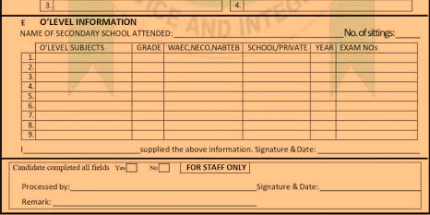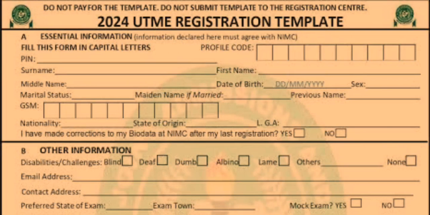If you wrote it as a student, that is, you wrote normal WAEC or normal NECO, you can write school. But if you wrote it as GCE, WAEC GCE or NECO GCE, you write private. Then the year you wrote it and the exam number. That is the way you will fill the E part of the form. Then the other part is not for you to fill. I'm sure you got what I said.